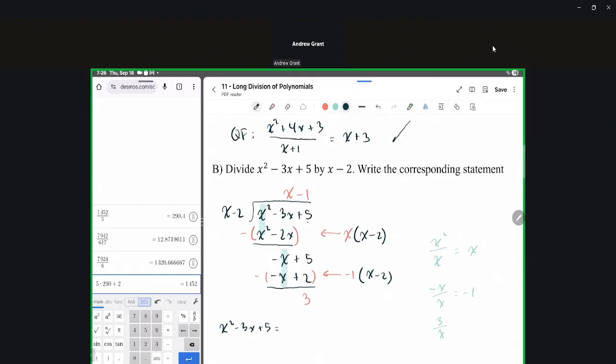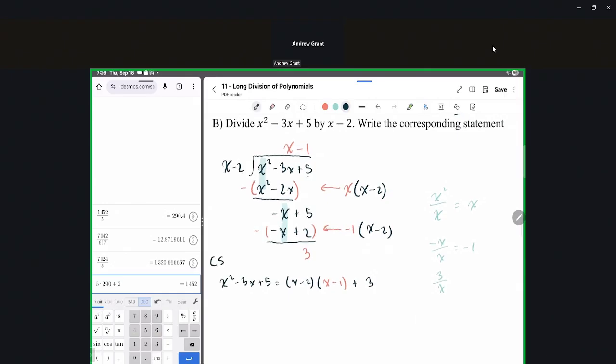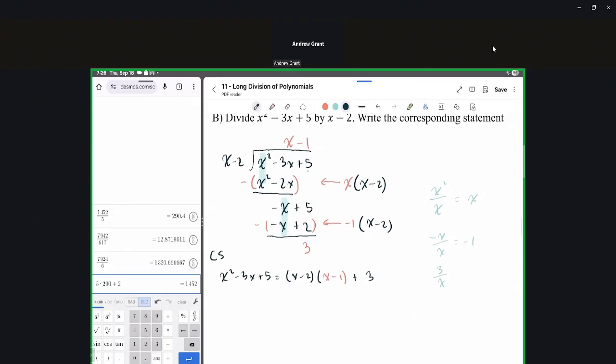the divisor, which is going to be x minus 2 times the quotient, which is x minus 1. And then we just tack on the remainder. So in this case, we have plus 3. So this is what we call our corresponding statement, which we'll call CS. Now, the benefit of the corresponding statement is that it's an easy way to check your answer.